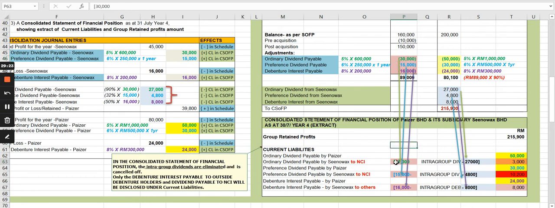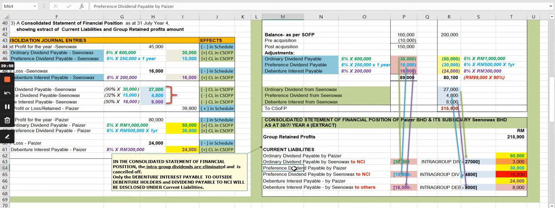This one will be here, right? However, you need to go and deduct or reduce with the intercompany transaction of 27,000, since that is intra-group dividends from Sinovac. So you just report 3,000, and that 3,000 is the only dividend payable by Sinovac, the subsidiary, to the non-controlling interest. The one payable by parent itself is 50. So the total of these two ordinary dividends makes up 53,000.